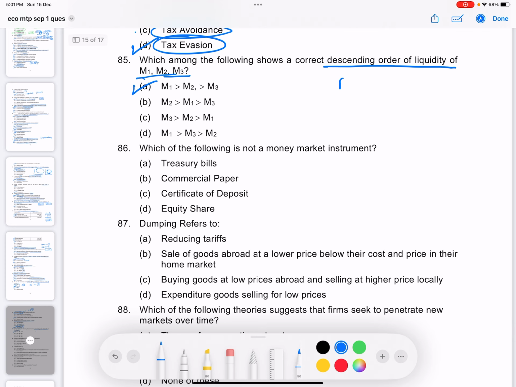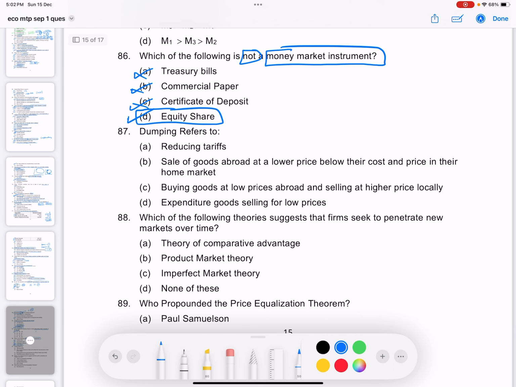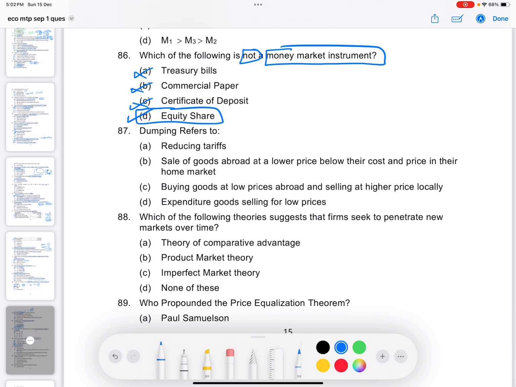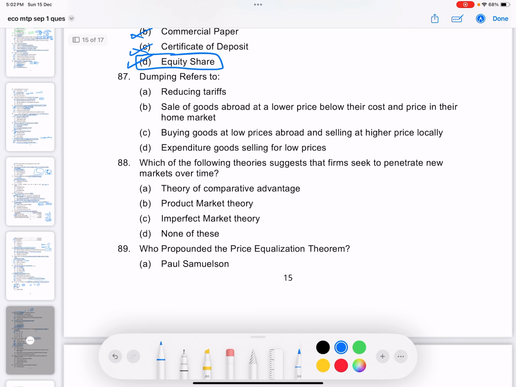Which of the following is not a money market instrument? ट्रेजरी बिल होता है, कमर्शियल पेपर होता है, सर्टिफिकेट ऑफ डिपॉजिट होता है. इक्विटी शेयर इज नॉट फॉर अ मनी मार्केट. सो नॉट है तो ये सारे हट गए. ट्रेजरी बिल्स भी डिपेंड्स कितने ईयर का है. इफ इट इज लेस देन 1 ईयर तो शॉर्ट रन वाला हो जाता है. ठीक है.